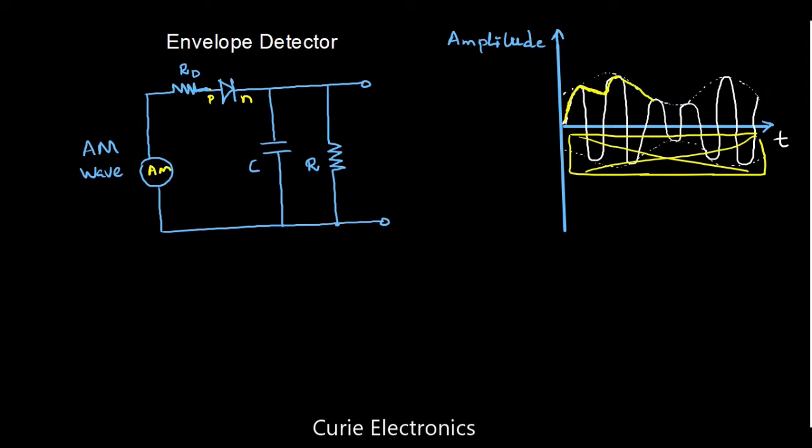And it discharges at a particular voltage. At this point again it charges to the peak. Okay, this process repeats. The charging and discharging of the capacitor repeats, and so in that way we will generate the envelope.